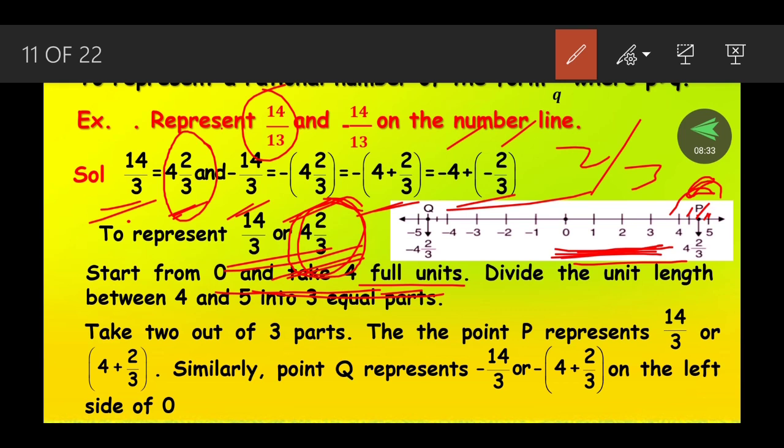In the same way, if you want to represent minus 14 by 3, the same process we will follow on the left side. Up to minus 4, we have to count full parts, 0 to minus 4. Between minus 4 and minus 5, we have to make 3 equal parts, and the second part is named as Q. So that stands for minus 14 by 3. So in this way, we can represent rational numbers on the number line.